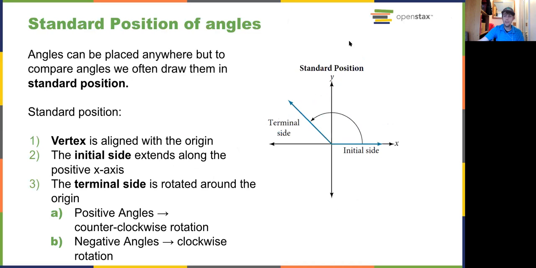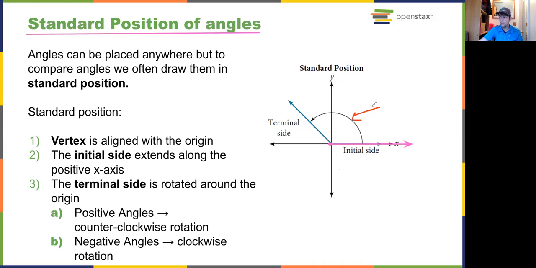All right, so standard position. Standard position is a really important thing for trigonometry. Standard position is when we draw an angle in the same place on an XY axis. We put the vertex at the origin. We line up the initial side with the positive x-axis, right? So this is the positive side of our x-axis. Then we rotate the terminal side around the origin, whatever the measurement of the angle is, right?